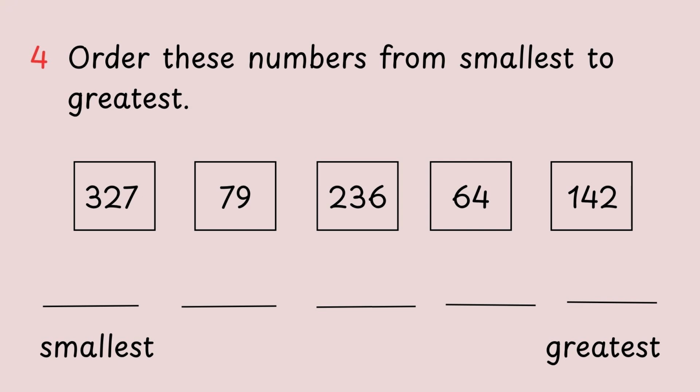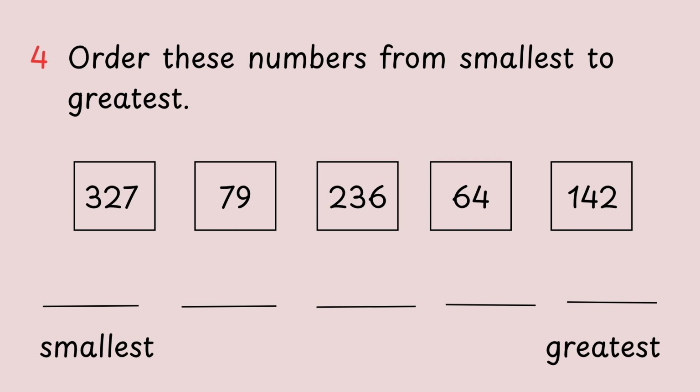So let's look at our two-digit numbers first. So we can see 79 and 64. Between 64 and 79, which one has fewer tens? Of course, 64 only has 6 tens, while 79 has 7 tens. So that means 64 is our smallest number. So let's write 64 in our very first blank. And right next to it is our two-digit number 79.